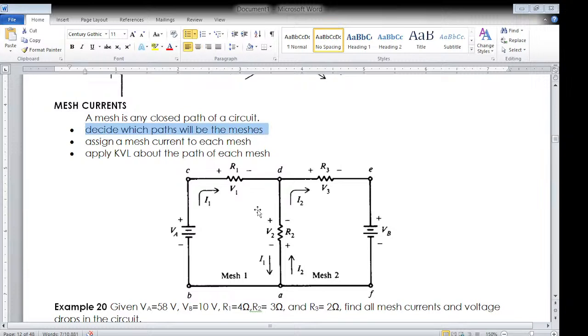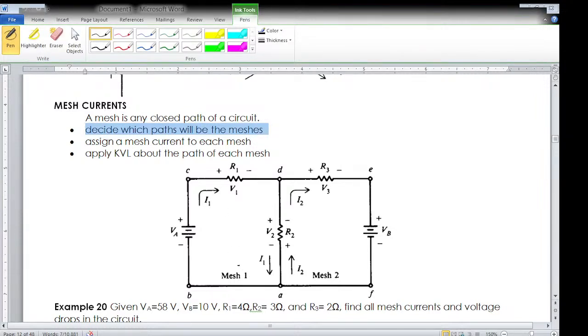Like in our figure, how many meshes are there? Three, ma'am. There are three meshes or three closed paths. But in this case, only two were decided to be meshes, which are mesh 1 and mesh 2, as you can see here in the figure. So only two will be used. Mesh 1 and mesh 2.